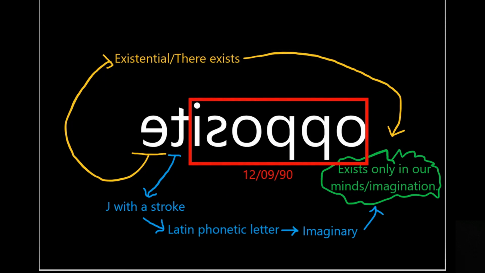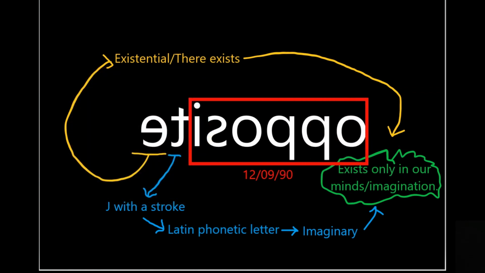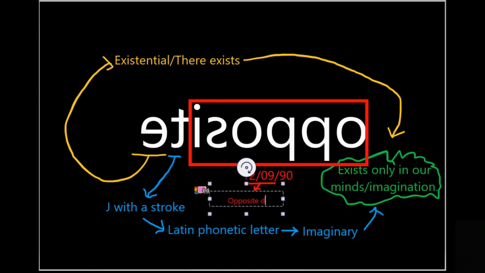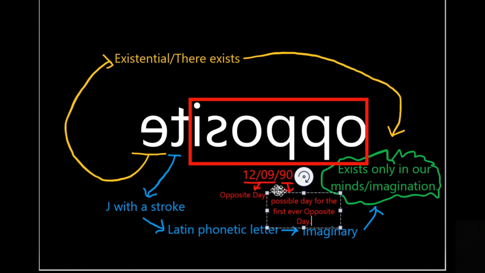Now you might be wondering why I chose that year. We want to find the most recent result that has occurred, not any outdated memes or anything yet to come. The most important detail in this date is September 12th, which is the day that opposite day occurs. The year 1990 is the possible year for the first ever opposite day to happen, or the year for this idea to exist.